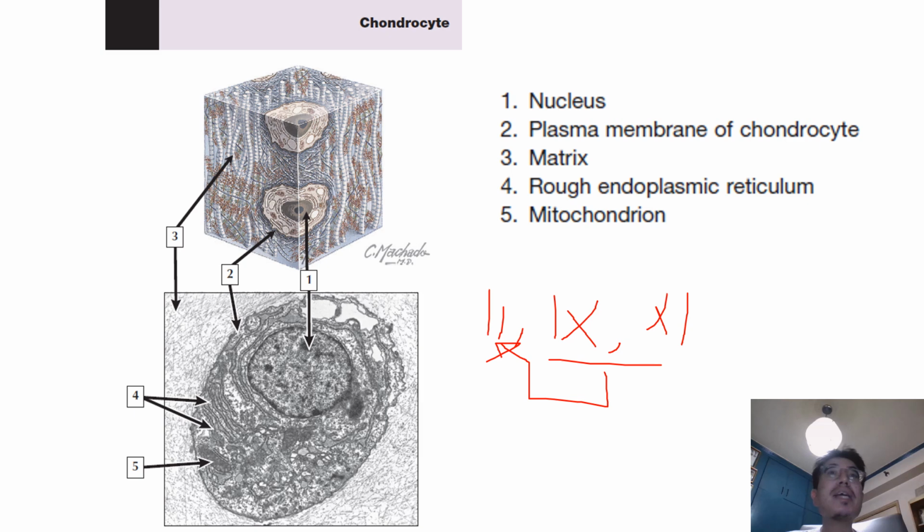Shown here is a schematic of hyaline cartilage and the corresponding electron micrograph of a chondrocyte in the same hyaline cartilage. Labeled here as number 1 is, of course, the nucleus of the chondrocyte. 2 is the surrounding plasma membrane of the chondrocyte. 3 is the matrix. 4, appreciated in the electron micrograph, is rough endoplasmic reticulum. And 5 is a mitochondrion.